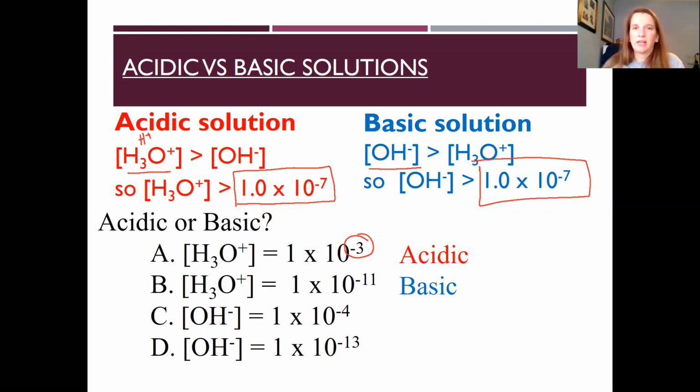Letters C and D talk about the hydroxide ion concentration. In letter C, the hydroxide ion concentration is 1 × 10⁻⁴. When you compare that to 1 × 10⁻⁷, that's more hydroxide ions. Since it has a lot of hydroxide ions in solution, it's basic. And then letter D, 1 × 10⁻¹³, is a very, very small number. So it has very small amounts of hydroxide, which means it has a lot of hydrogen ion concentration, so this would be acidic.